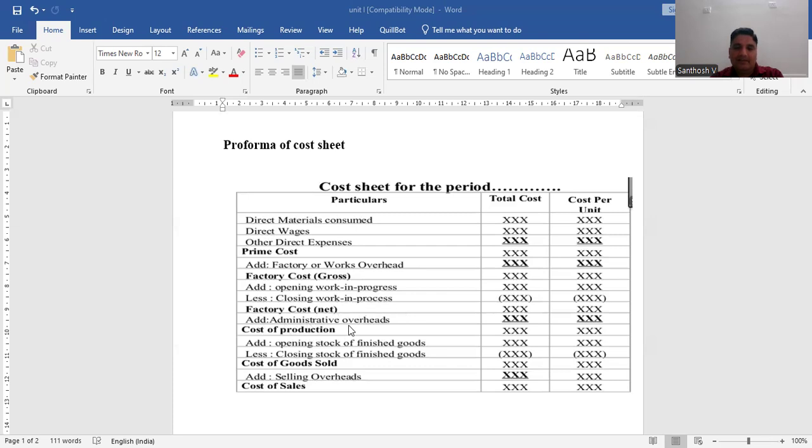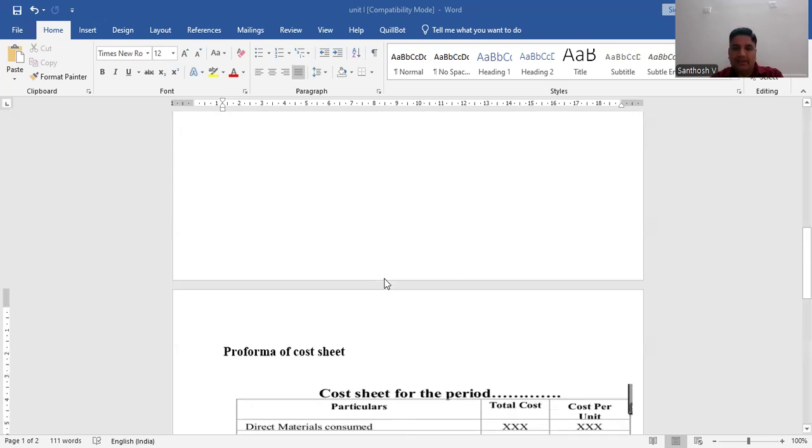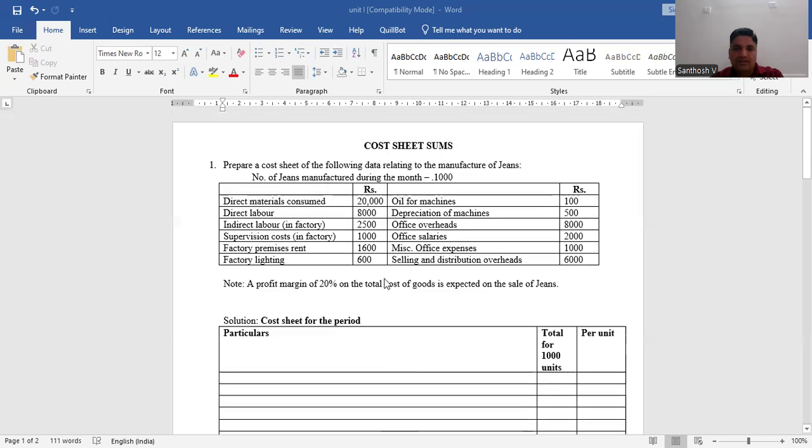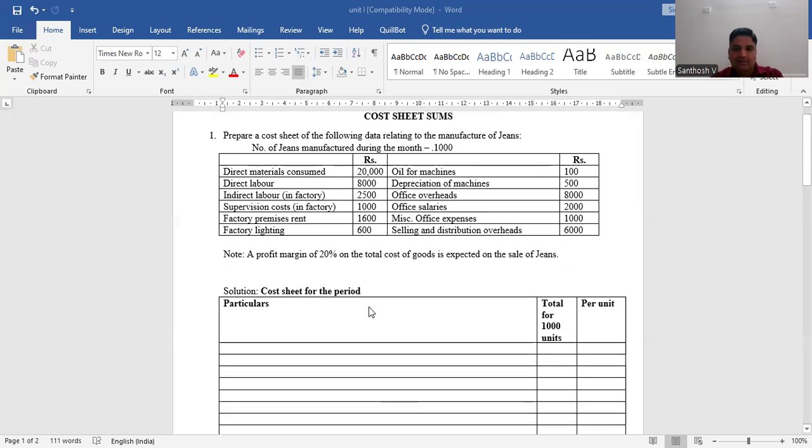Then add administration overheads in both the total cost column as well as cost per unit, and then you will get cost of production. After that add opening stock of finished goods and less closing stock of finished goods, and then you will get the cost of goods sold. After that add selling overheads and then you get cost of sales. After that profit, and then you will come to know the sales. So this is the proforma of the cost sheet. Based on this simple sum, I am going to show you the cost sheet. We will start with the solution for this simple sum.